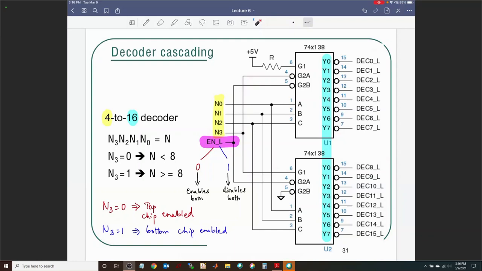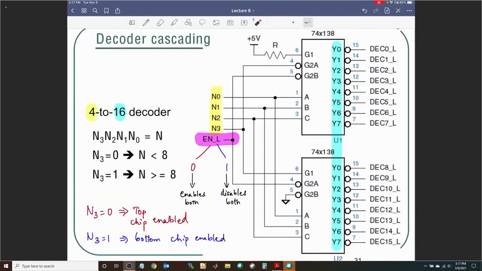Let us try to bring in a little bit more. There's a question in the chat box. So U2 is the most significant chip. Yes, you're right. So there are three to eight decoders here. U2 is for, you see this, the way you identify them is, look at the numbering scheme for the outputs. 15, 14, all the way down to 0, right? So these are more significant.